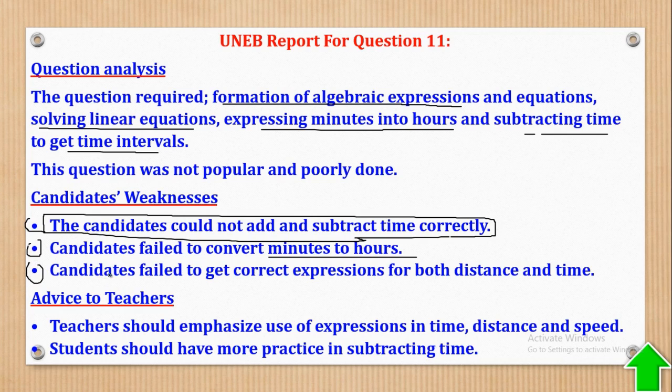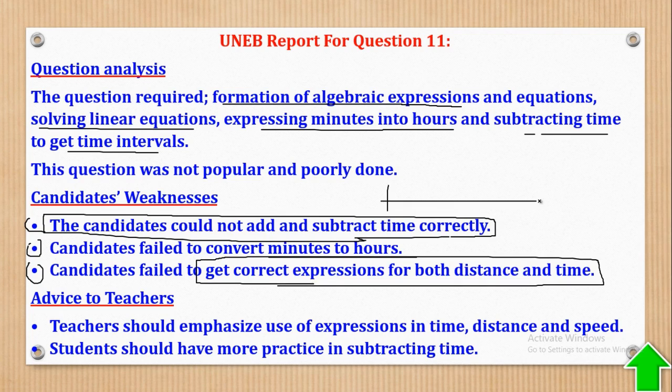Then 3 is that candidates fail to get correct expressions for both distance and time. So for you to get the correct expressions for distance and time, you have to make a sketch. I think you remember the first sketch you made, having 2 parts, one for walking, another one for running. So making a sketch before answering the question is very, very vital to make correct expressions.